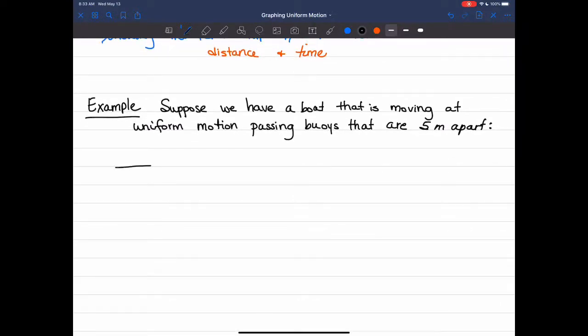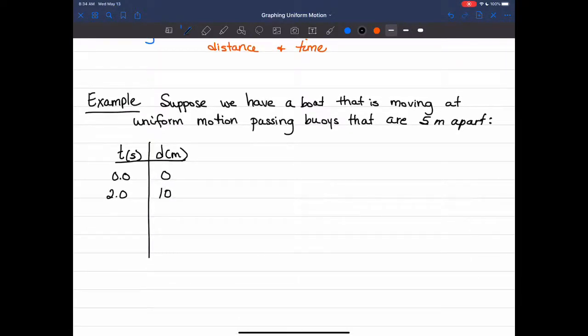So usually we're going to start with some sort of a chart, and we're going to have time that passes, and we're going to have distance in meters. We're going to start with time being 0, and obviously the distance traveled by the boat is 0 meters. Then let's say we go in 2-second intervals. 2 seconds later, we've passed 2 of those buoys, and so we are 10 meters apart.